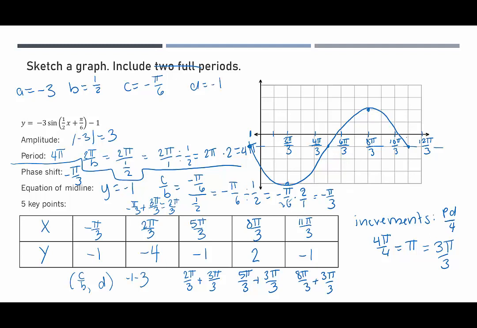These have been examples of graphing sine and cosine functions when we've had all the transformations.